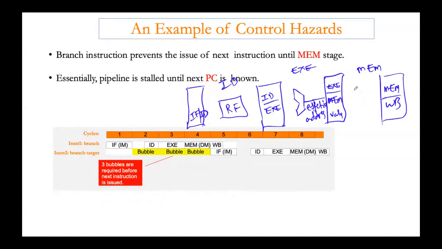Here your program counter will be updated. Until then, the next instruction is just stopped until the effective address is calculated. So that's the problem. The branch instruction prevents the issue of the next instruction until the memory stage, and that is known as control hazards.